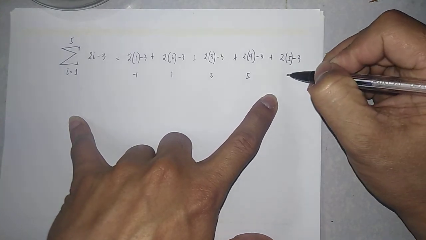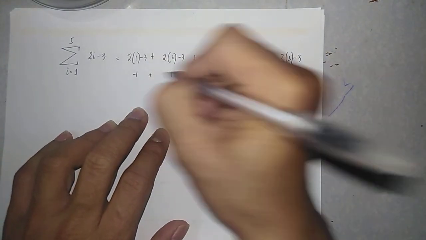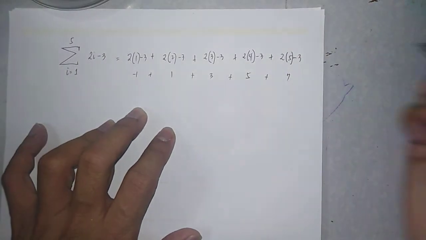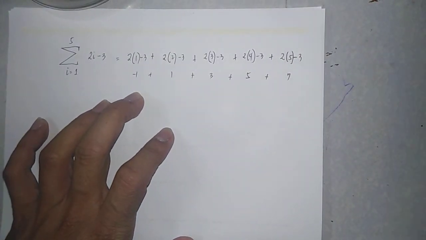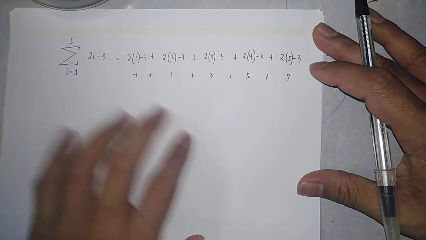Minus 3 is 7. Now, i-add natin yung mga natagdang sagot. Ganun lang kasimple, guys, yung pagkuha ng summation notation. How to perform or evaluate summation notation.